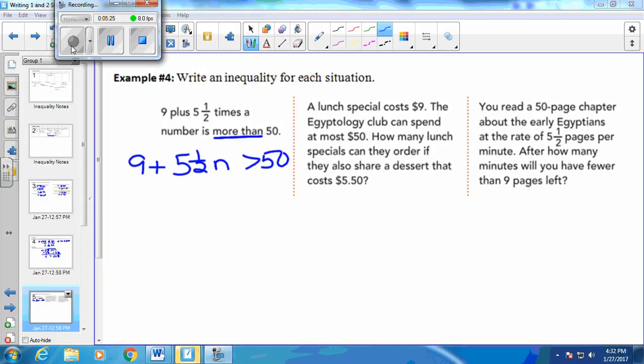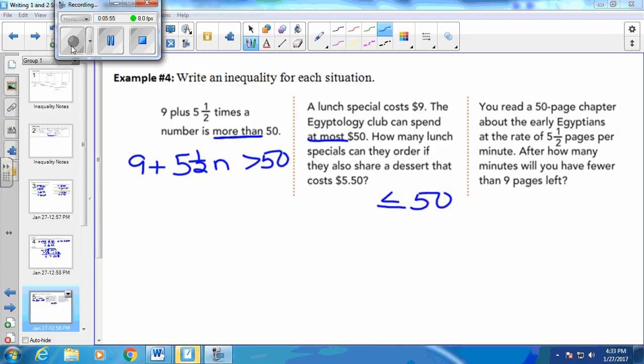The next one says that a lunch special costs $9. The Egyptology Club can spend at most $50. How many lunch specials can they order if they also share a dessert that costs $5.50? So the total that they have is at most $50. They don't have any more than that, but they do have that. So I'm looking at a less than or equal to. I have to spend less than $50 or equal to that amount.